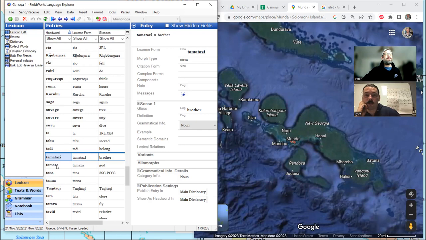So father is tama. Good Austronesian word. Wonderful. Tamasa, God. My father. This is terrific. I'm not saying the sa means sky, but this idea of the father having something to do with God is pretty common. So that's pretty neat. All right, we'll go back to our text and words.